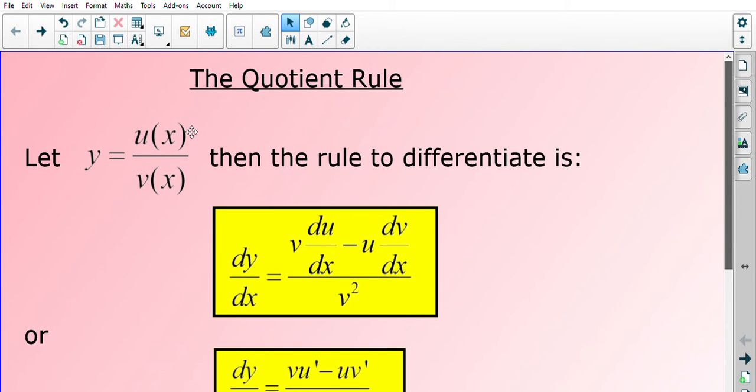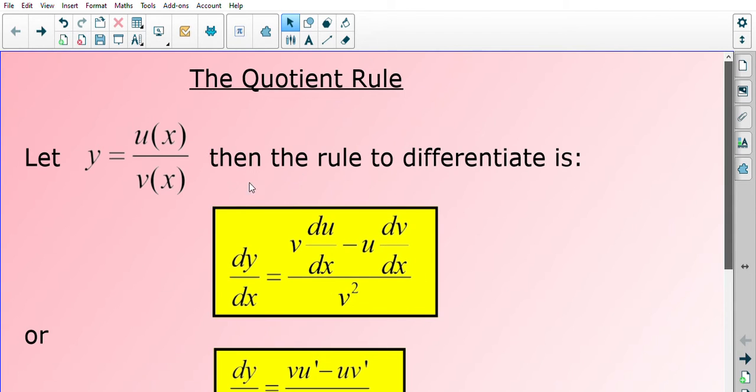I've got u of x being divided by a function v of x. So how would we differentiate a thing like this? The rule is: dy by dx would be v, a function v, multiplied by the differential of my u function, subtract my u function multiplied by my differential of the v function, dv by dx, and that would be divided by v squared.